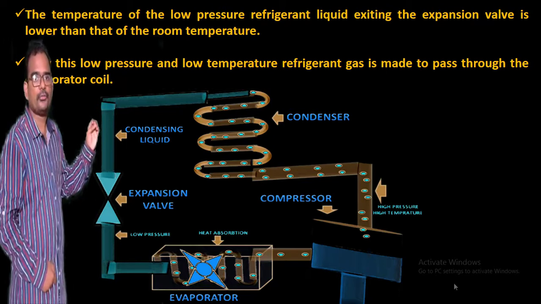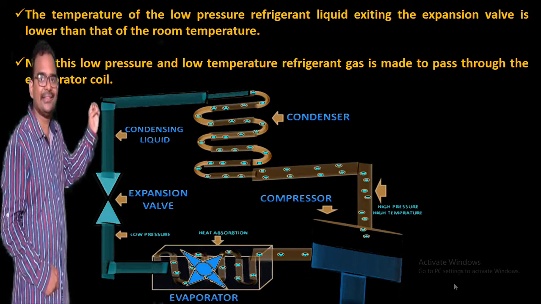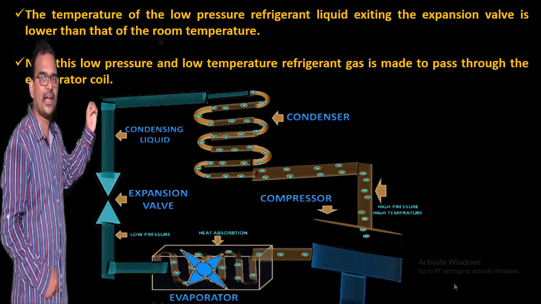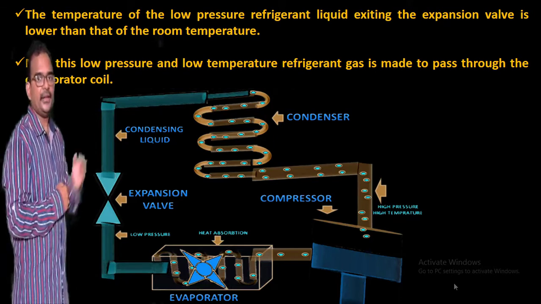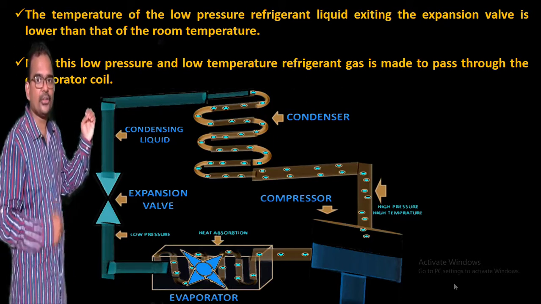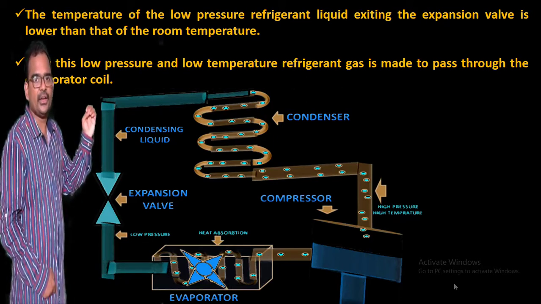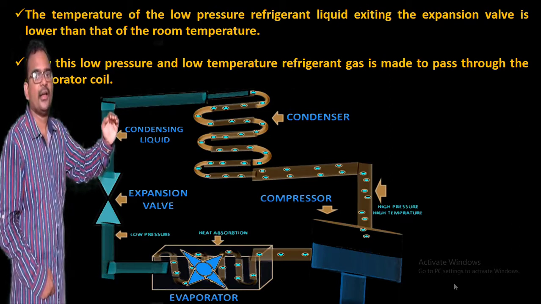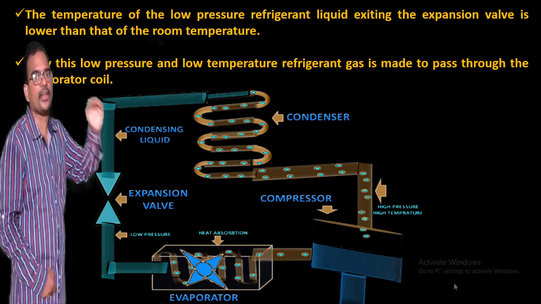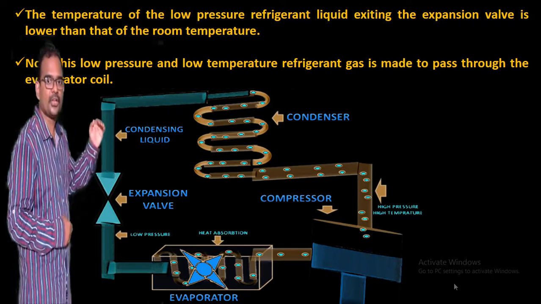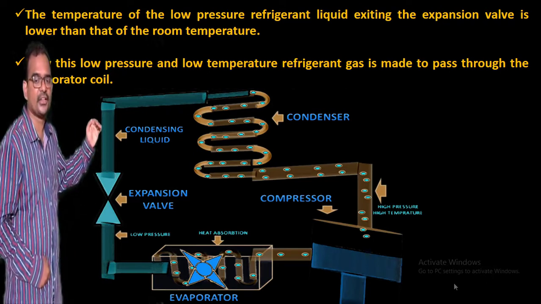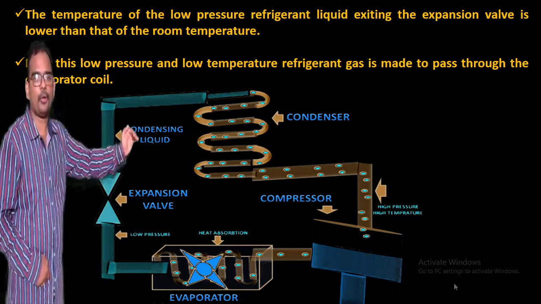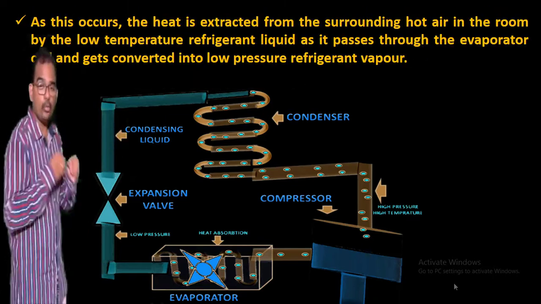So the temperature of the low pressure refrigerant liquid exiting the expansion valve is lower than that of the room temperature. And now this low pressure and low temperature refrigerant liquid is passed through the evaporator coil. You understand that, right? Now this low temperature and low pressure refrigerant liquid is passed through the evaporator coil. And now what happens?